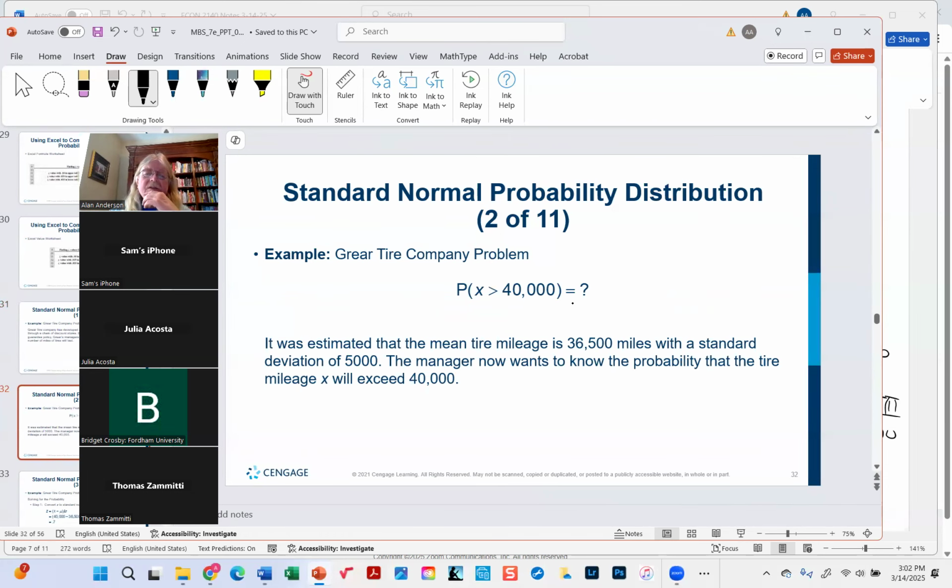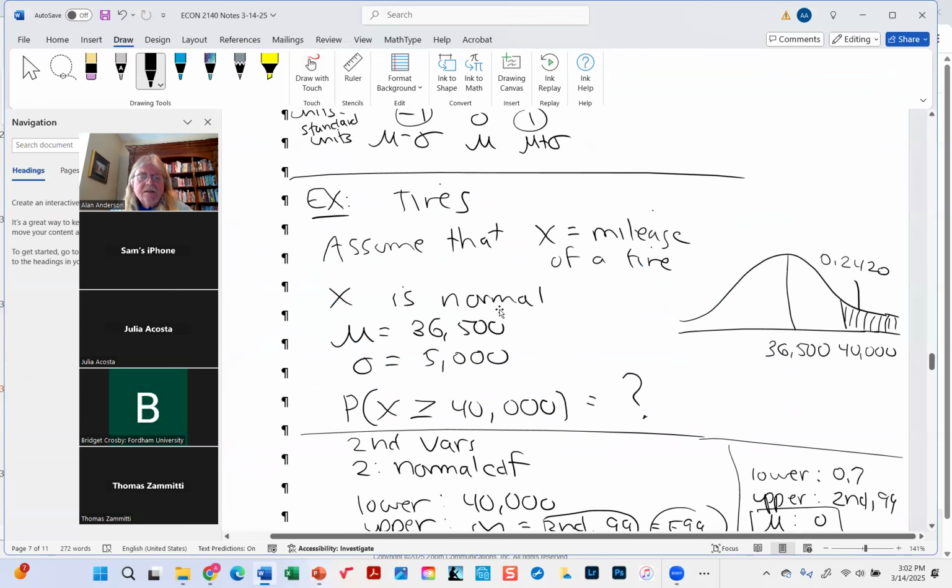So we're going to assume that they've already determined that the mileage that you can get out of the tires is normally distributed. The mean is 36,500 miles, and the standard deviation is 5,000 miles. With that being said, the manager wants to know the probability that the number of miles for a given tire is more than 40,000 miles. So let's gather up all this information. Here, you can see that X is the mileage of a tire, and X is normal with a mean of 36,500, and the standard deviation is 5,000.